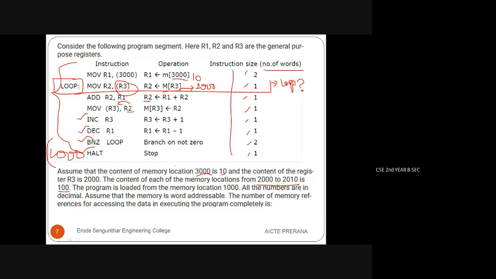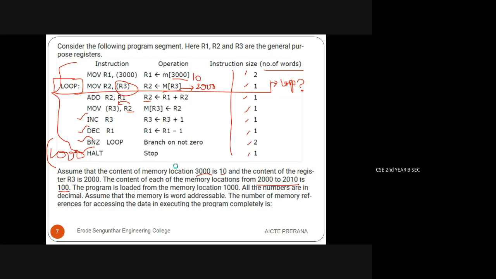Yes, the memory is word addressable, because they are mentioning the instruction size as a number of words. So the number of memory references for accessing the data in executing the program completely is, here is the main question. For this question only they have given this much of data. Finally, they are asking for the total number of memory references for accessing the data while executing this program. In simple terms, they are asking for the total number of memory accesses.